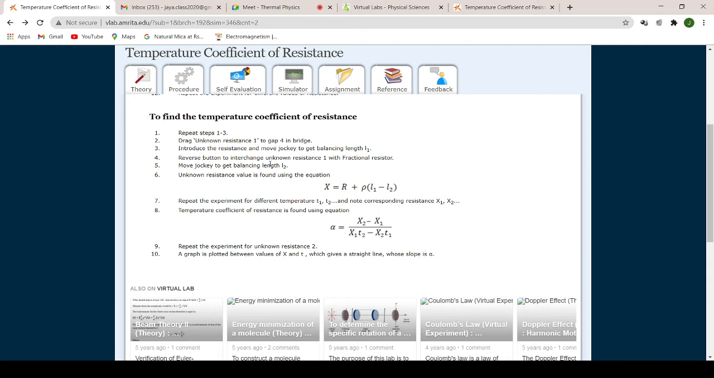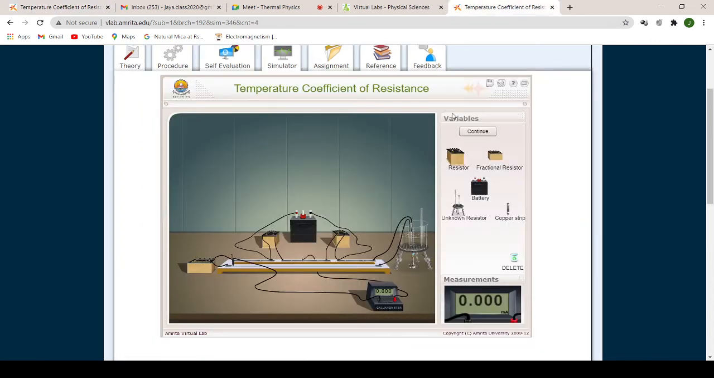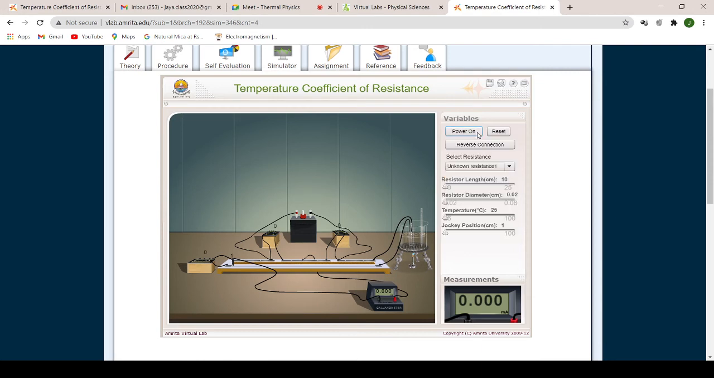Okay, and then you have to reverse the button to interchange the unknown resistance with the fractional resistor. And again you have to find the balancing. The steps are just the same. Okay, no difference at all. Let us see how the steps are the same. So let me put it as continue.